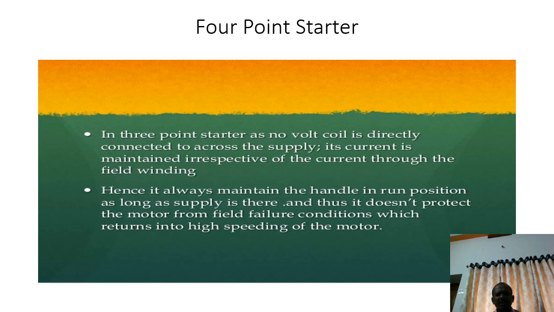In the 3-point starter, as the no volt coil is directly connected across the supply, its current is maintained irrespective of the current through the field winding. Hence, it always maintains the handle in the run position as long as supply is there, and thus it does not protect the motor from field failure conditions, which results in high speeding of the motor.